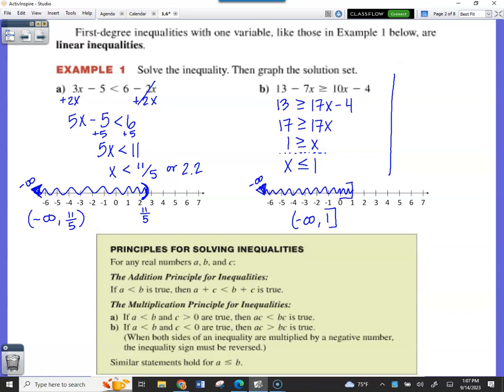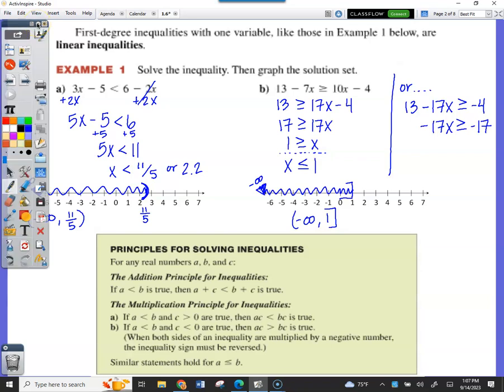Okay, had you moved the 10x to the left, you would have had this. Then I would subtract 13. And then because that's a negative 17 moving by division, I'm going to change the inequality sign so it sticks out, and then I'm going to draw an exclamation point right here. And you can see that it's the exact same answer. Okay?